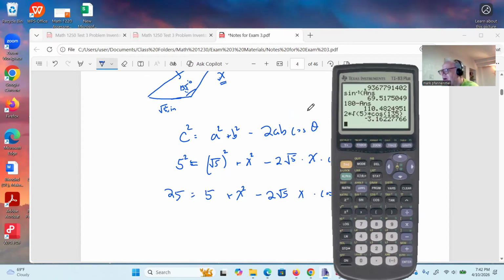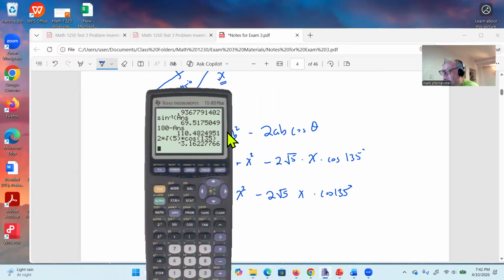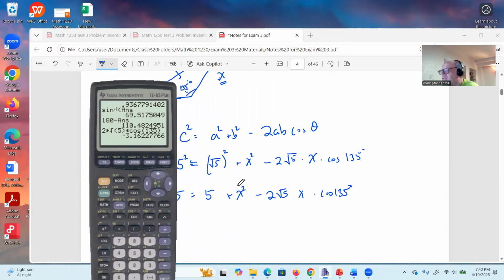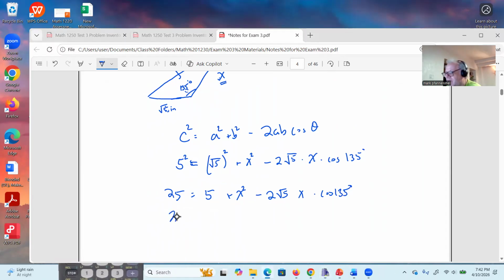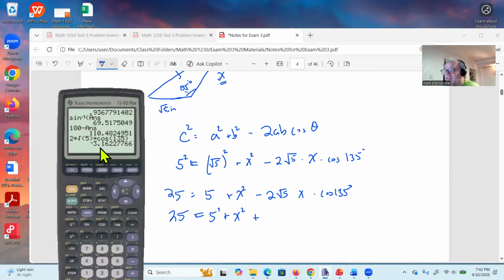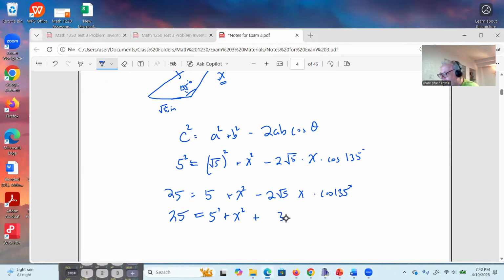How did that happen? Remember, it's the cosine of an angle that's bigger than 90, so it's in the second quadrant. Of course it's going to give me a negative number. But what's going to happen here is negative times negative. So we're going to say 25 is equal to 5 plus x squared, and I'm going to say plus, because negative times negative gives me a plus. And this is going to be 3.1623 x. That takes care of the 2, the square root of 5, and the cosine of 135 degrees.